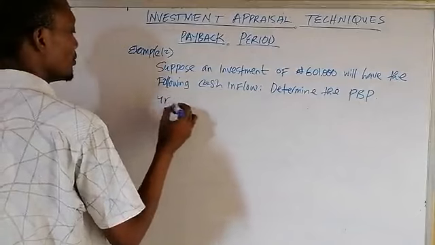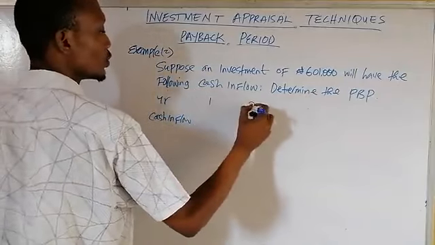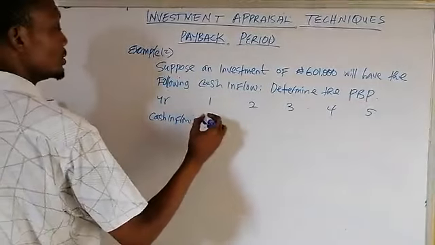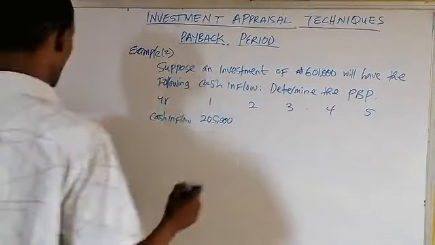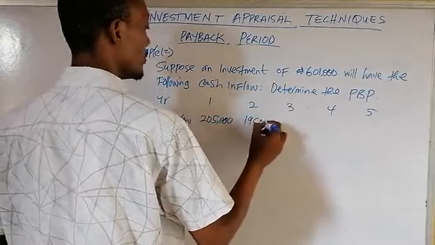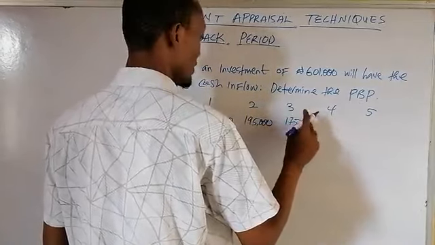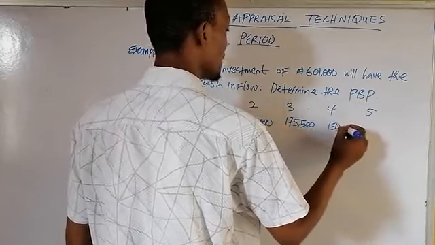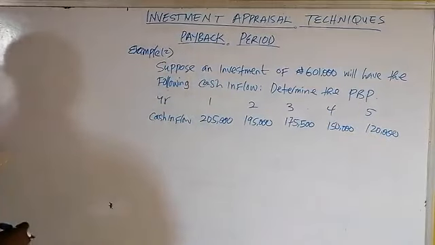So here, cash inflow. You have years 1, 2, 3, 4, 5. The cash inflows are 205,000, 195,000, 175,500, 150,000, and 120,000.